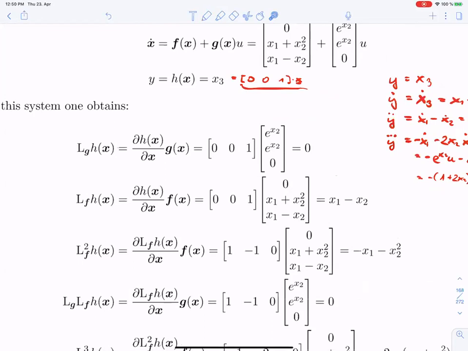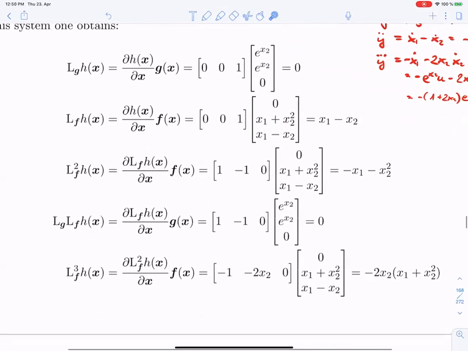And if I take the derivative along x, the gradient, of course, is simply 0, 0, 1. So this is the gradient of this function. Because it's linear, it's simply 0, 0, 1. And then I could either multiply it by g of x, which is this one, or by f of x. And then fortunately, this guy here is 0. And secondly, here you can see I only have to take the third component, which is this one. Okay, so these are our two first order Lie derivatives, if you want. So this one is 0, this one is this one.